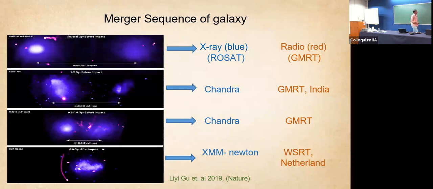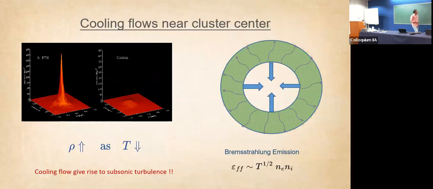So there is this X-ray intensity variation that is happening, which indicates the pressure fluctuations going on in the system. That is directly correlated to the presence of turbulence in the system. So generally, the clusters are broadly divided into two classes. One is called the cool core clusters, and another one is the non-cool core clusters.